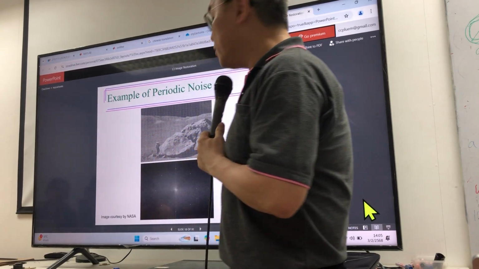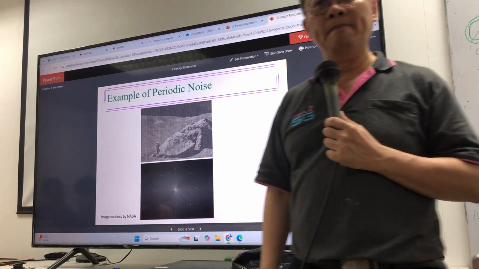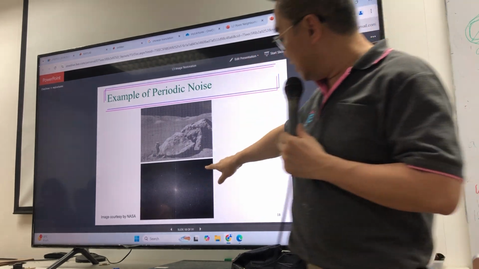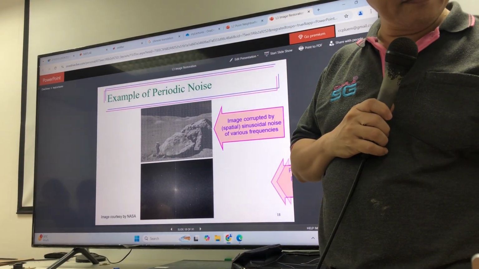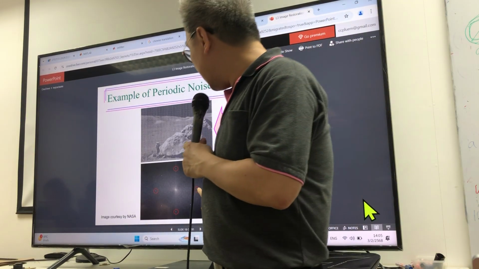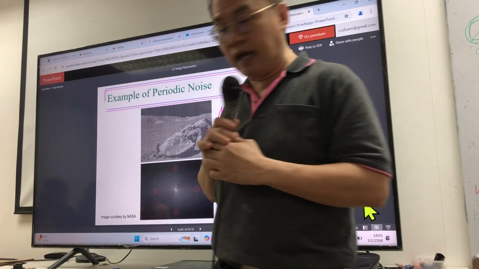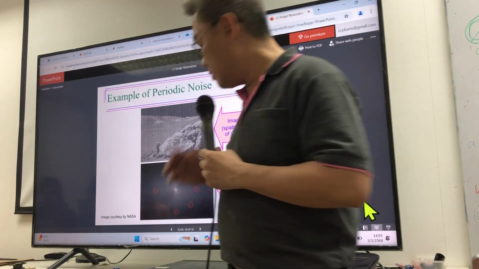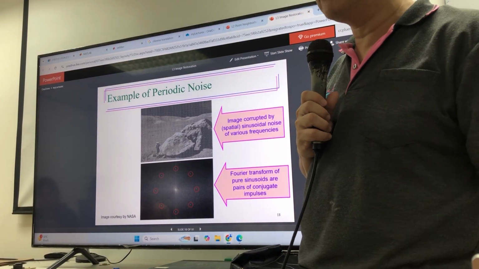If you investigate the Fourier transform of this one, what do you see? Probably need to turn off the light. You see dots here. The dots come in pairs. These dots, and these dots. It comes in pairs, conjugate pairs.